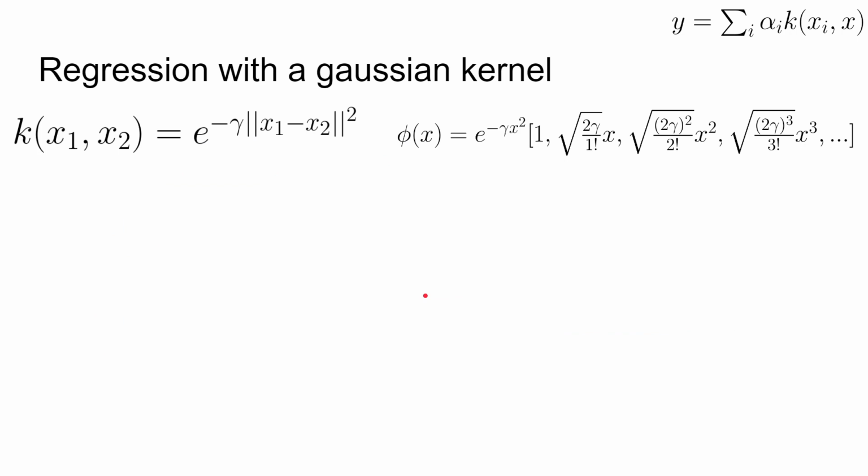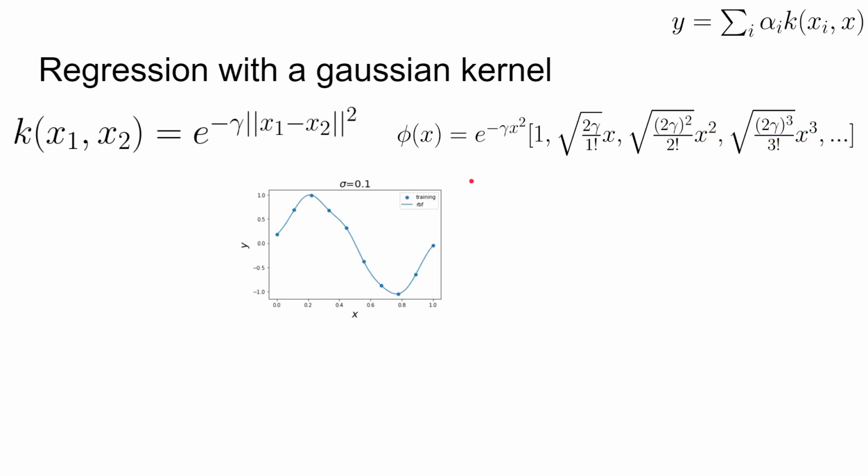As an example, we're going to do regression with a Gaussian kernel. That's our K function, which is pretty easy to compute. The equivalent feature space, as we mentioned in the previous class, is this infinitely long sequence of features that's effectively being computed here.